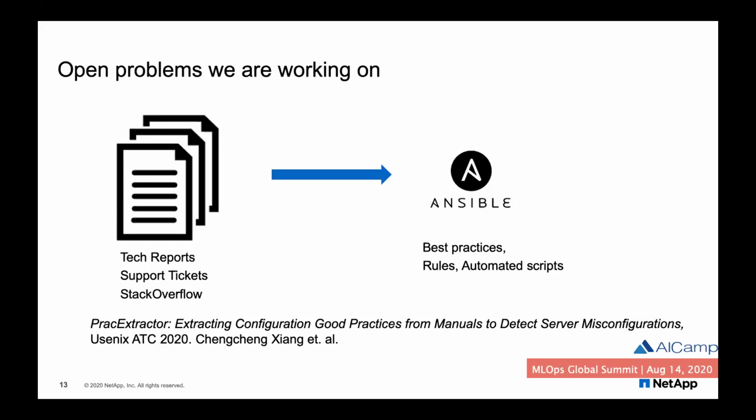So the point is, as long as you can make an accurate prediction that a problem is going to occur, the knowledge to solve these problems exists somewhere. The problem is it's buried in a lot of documentation. Some of this documentation is highly structured, like a tech report, but some of it, like Stack Overflow, is very unstructured. And the really difficult problem we're working on right now is, how do I take all those potential sources of answers and extract some best practices or rules, or even a solution, and code that up, for example, in something like an Ansible script.